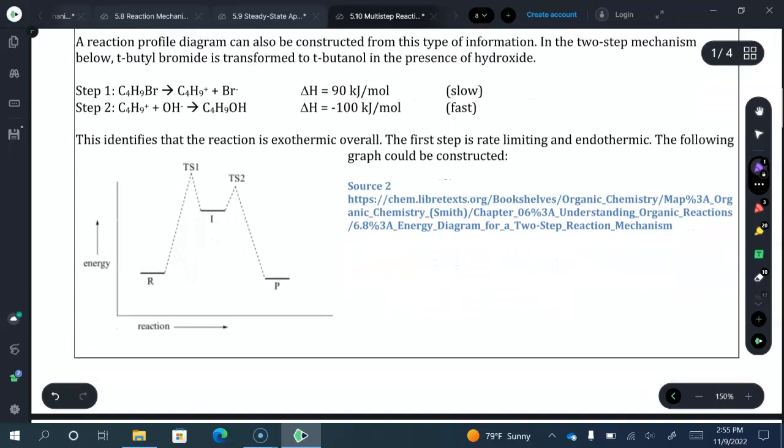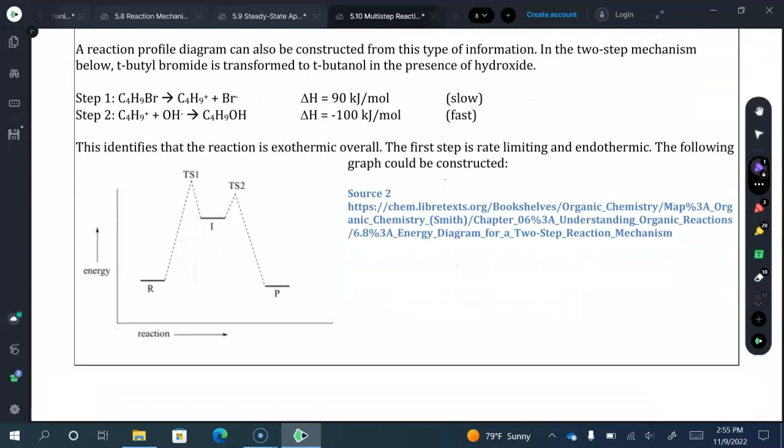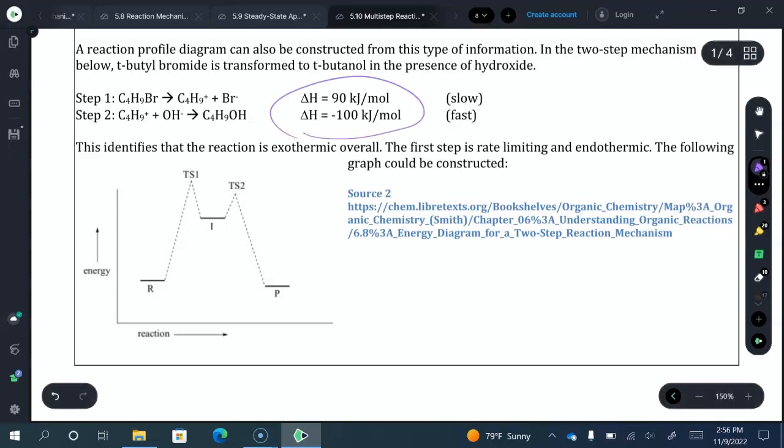A reaction profile diagram can also be constructed from this type of information. So in the two-step mechanism below, t-butyl bromide is transformed to t-butanol in the presence of hydroxide. So when we look at this, we see that this overall reaction is exothermic, right, based off the differences here. We'll look at those later. So we add them together, we see there's a negative 10 kilojoule per mole change. So that means that the products are just a little bit lower in energy than the reactants.